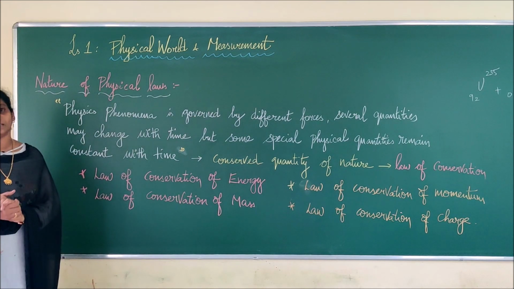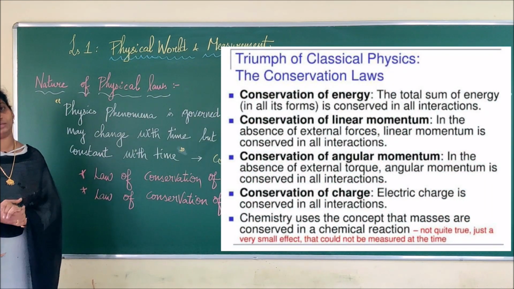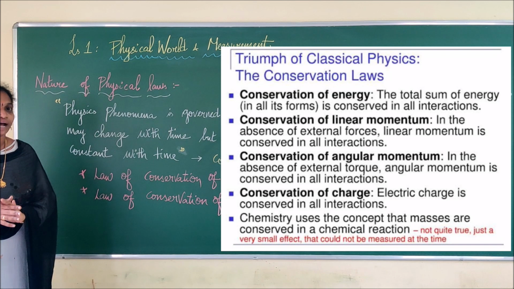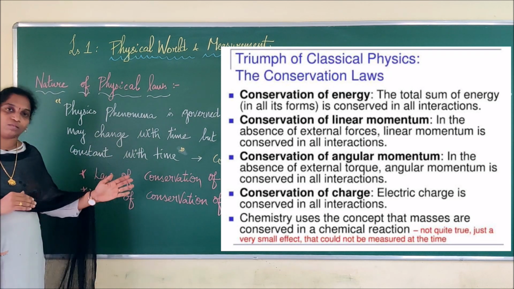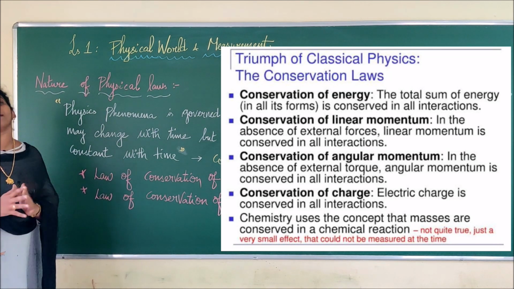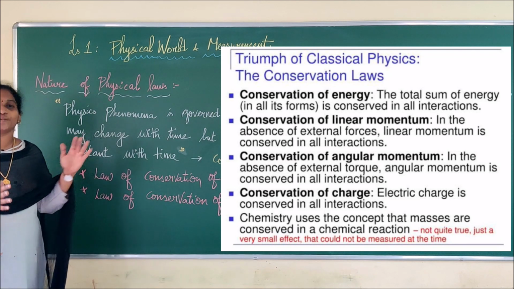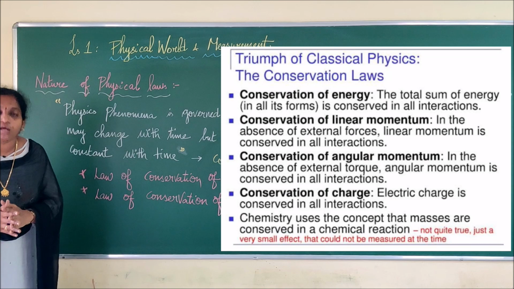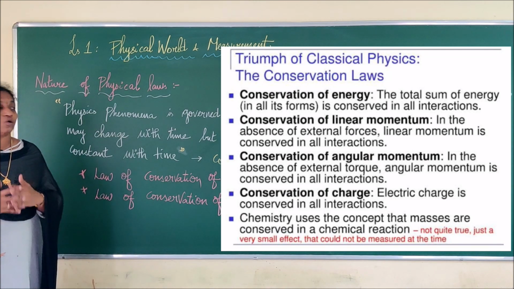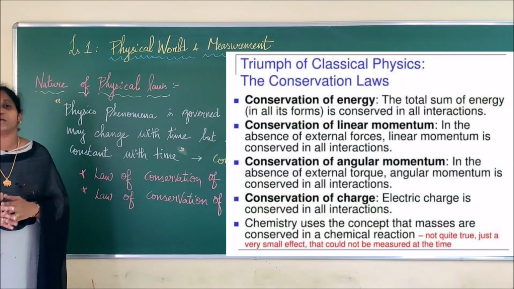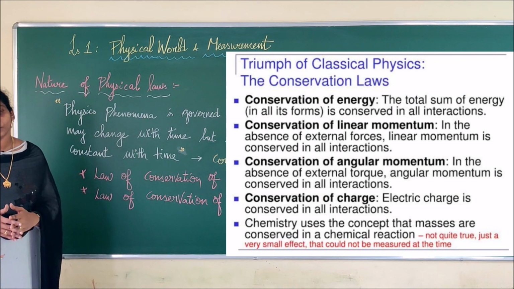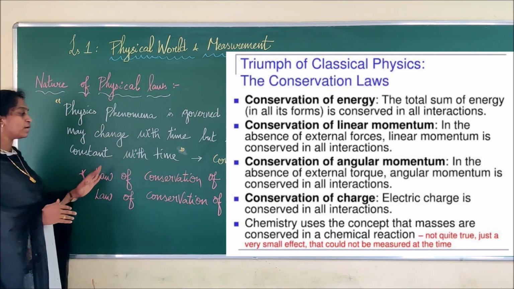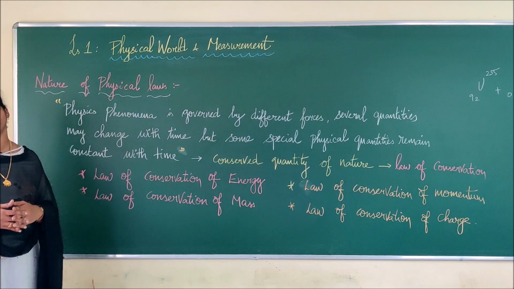As physics students, you have to know these basics, right? So we are saying that some quantities will vary with time and some quantities will remain the same with respect to time. We call that a conserved quantity, and we call the conserved quantities laws of conservation. Mainly we can say these kinds of conservation are followed in physics.